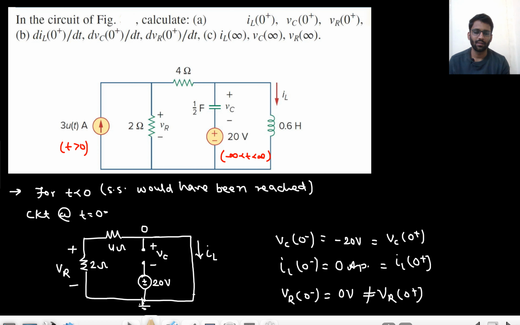Okay. Now moving on to the next thing. I need to find the differentiations. So first is diL by dt. So how will I get diL by dt? What I know is that VL0 plus is equal to L diL0 plus by dt. Now tell me, what is the value of VL0 plus?